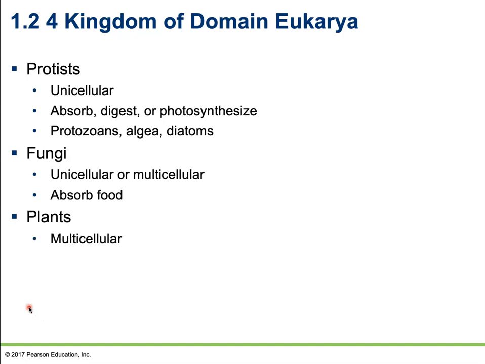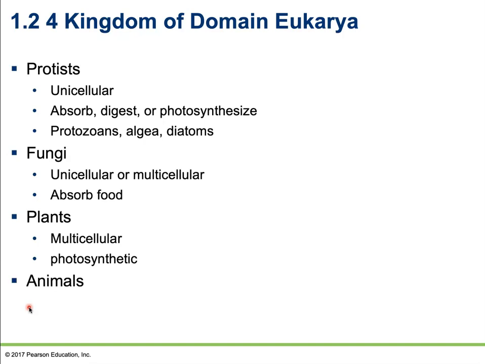Plants are going to be multicellular and photosynthetic, meaning that they don't digest their food, they instead produce their food. They're going to use raw materials like solar energy and water and minerals obtained from the soil in order to produce their own food and energy source.